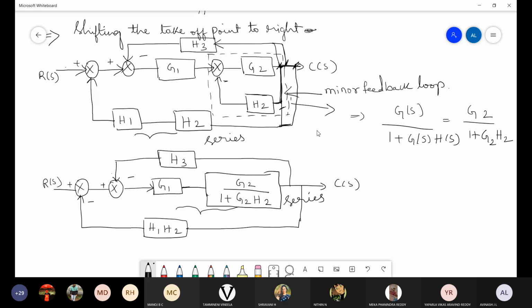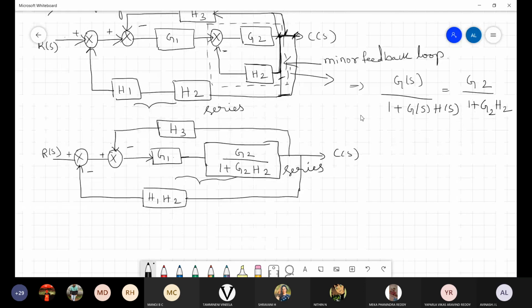Now, once you do this particular thing in the series, what will it become? It will become G1 into G2 divided by 1 plus G2 into H2, correct? And this whole thing will become the minor feedback loop, correct? So that also you can proceed. You can indicate in the next step also, no problem.